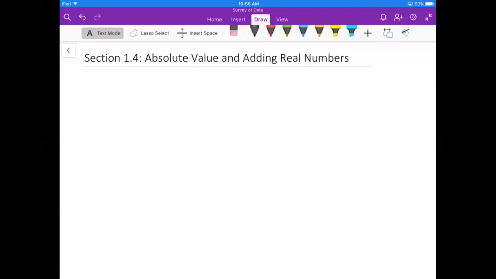Welcome back. Today we're talking about section 1.4, which is all about absolute value and adding real numbers.